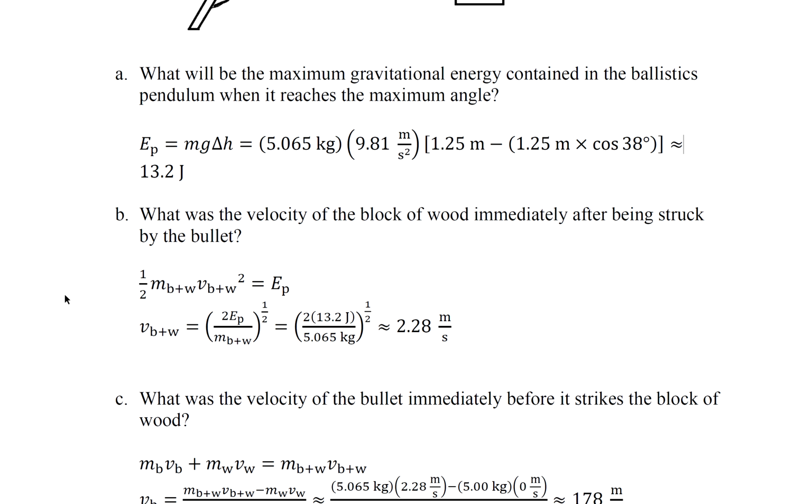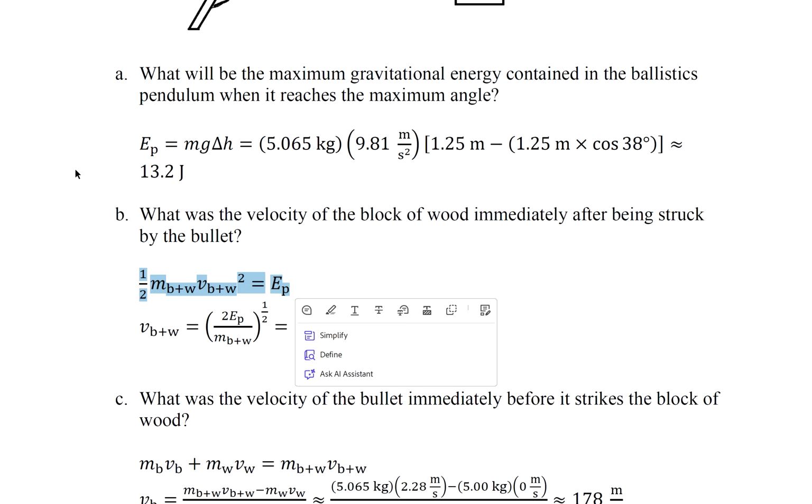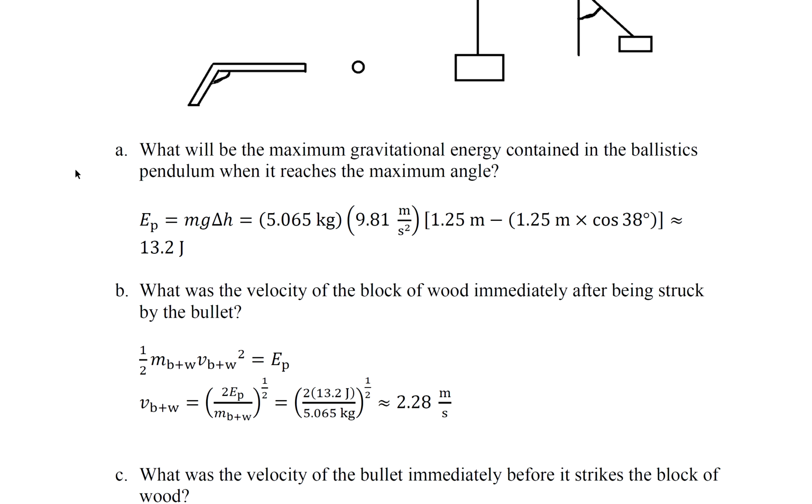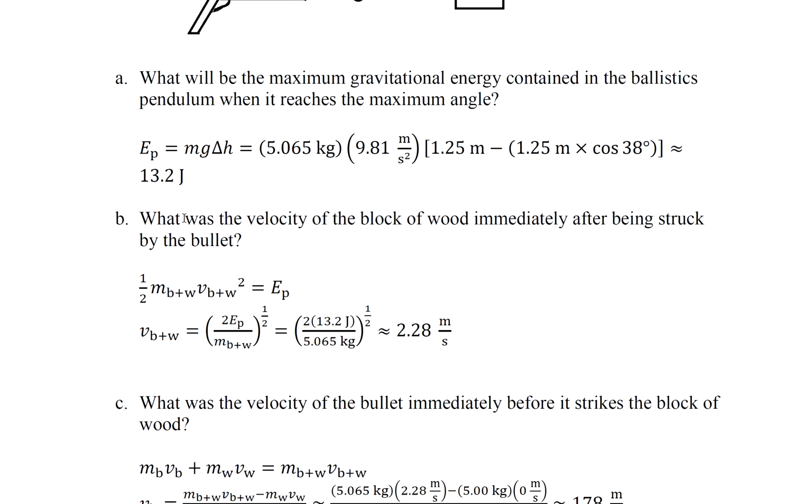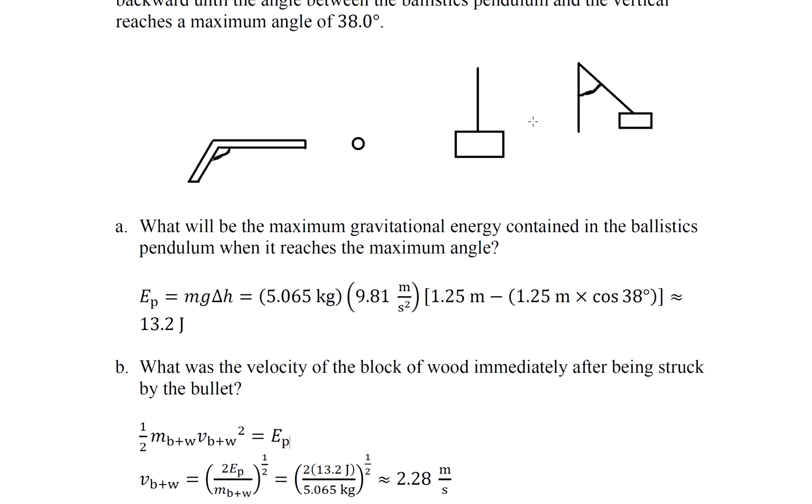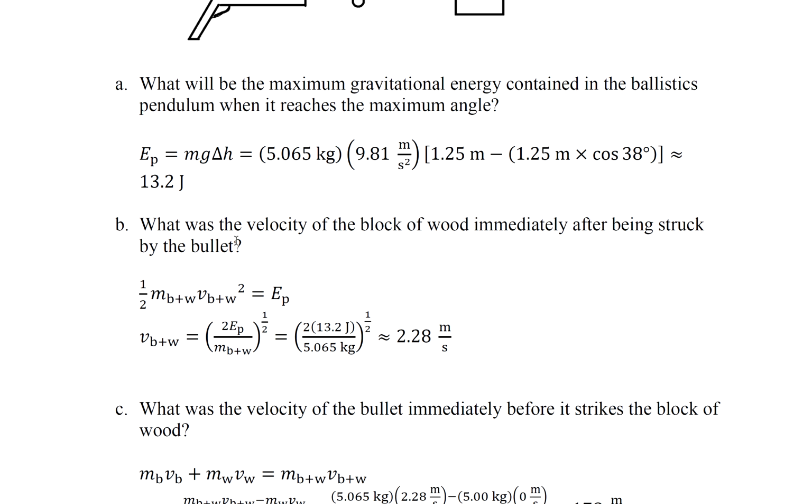Part B, what was the velocity of the block of wood immediately after being struck by the bullet? So, law of conservation of energy. So we have the kinetic energy of the bullet plus the block on the left side equals the total gravitational potential energy when the block reaches the top on the right side, and just solve for the velocity of block plus wood, which is 2.28 meters per second.